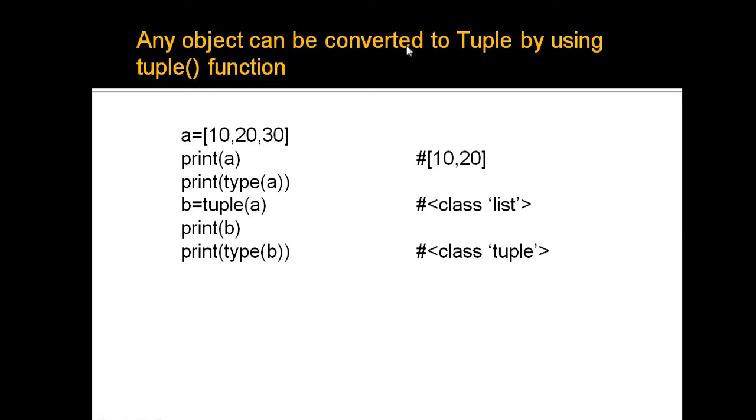An object can be converted to a tuple by using the tuple function. So here is an example of an object converted to a tuple by using the function tuple. a is equal to some value, then when you print type of a, it will print class list. When you assign another variable b equal to tuple of a, then print it, the type of class will become tuple.